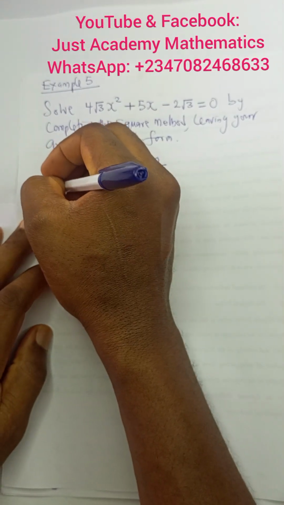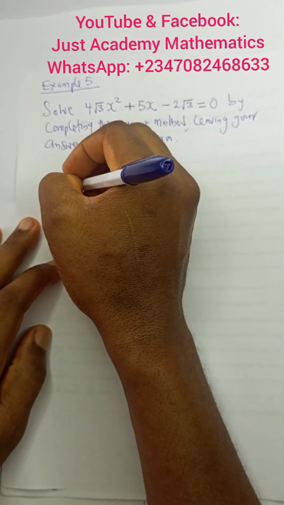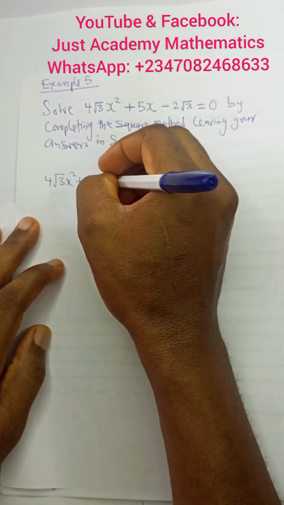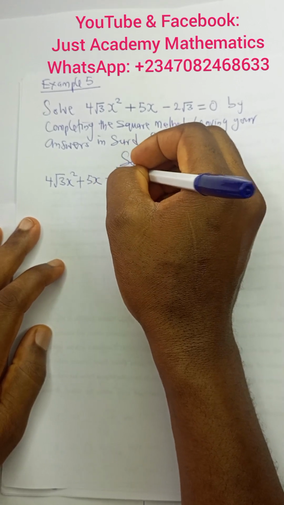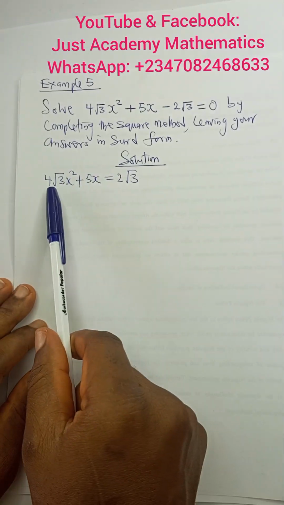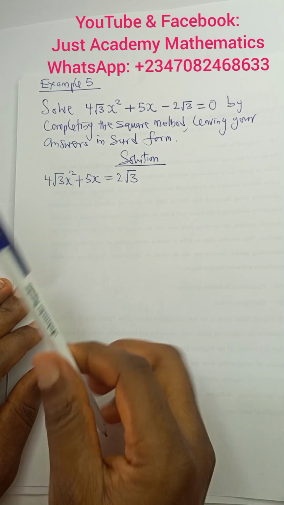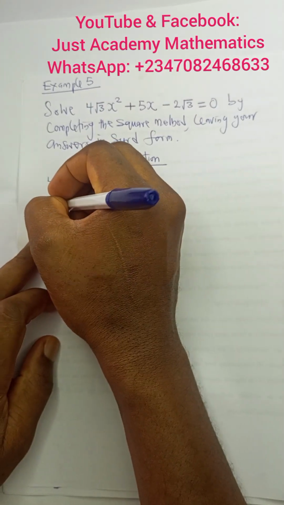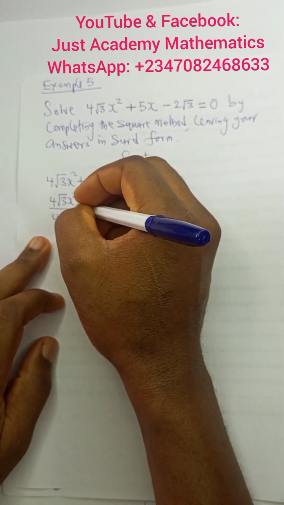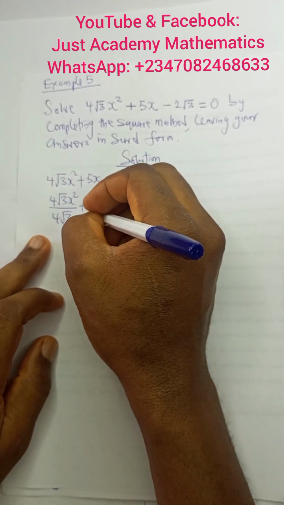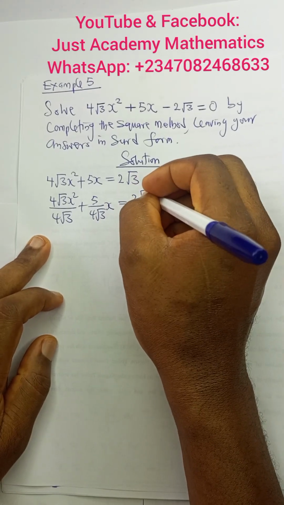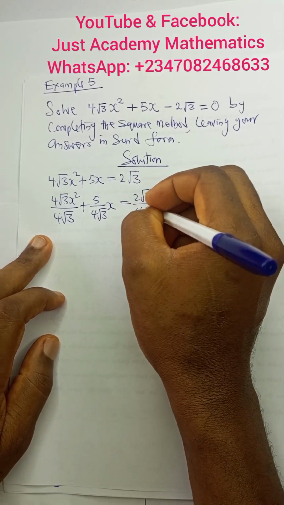So this is 4 root 3 x squared plus 5x is equal to 2 root 3. You bring this one to this side. That is the first step. The second step is to divide through by the coefficient of x squared. So I have 4 root 3 x squared over 4 root 3 plus 5 over 4 root 3 x is equal to 2 root 3 over 4 root 3.